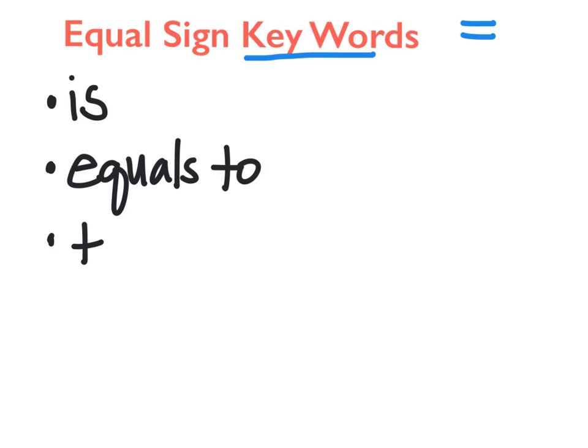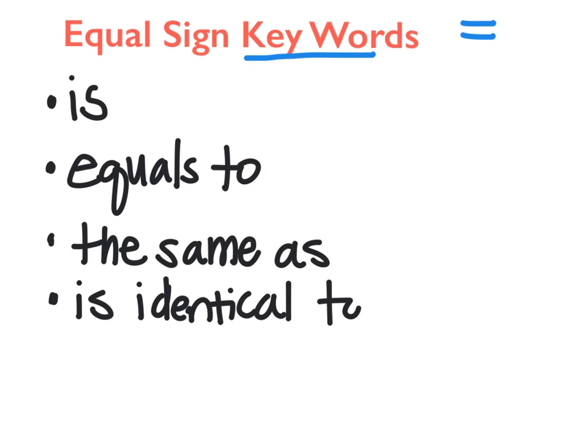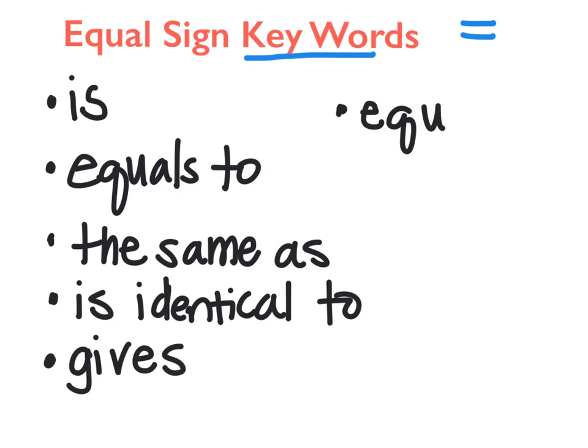Another one is the same as. Again, you'll write an equal sign. Another phrase is identical to. So if you see the phrase is identical to, you're going to want to write an equal sign. And another one is gives. If you see the word gives, you're going to put an equal sign. One last one, obviously, is if you just see the word equal, then you're going to put an equal sign as well.